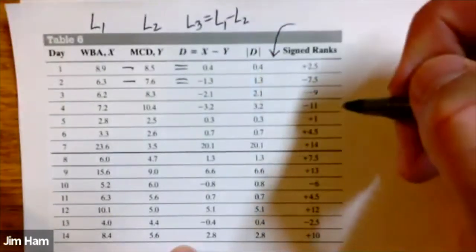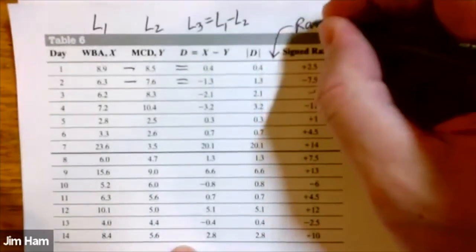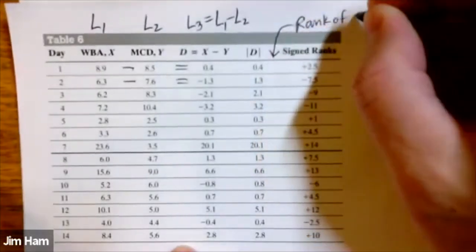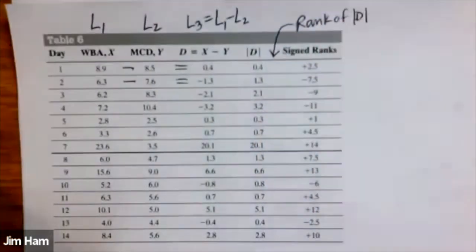I'm going to add one more column, and I'm going to call it the rank of the D's. Actually, the rank of the absolute values of D's. And I want to show you what happens if you have a difference that matches. We want to rank them from the smallest one to the largest one, but what if you have two data differences that match? How are you going to identify the ranks in that case?